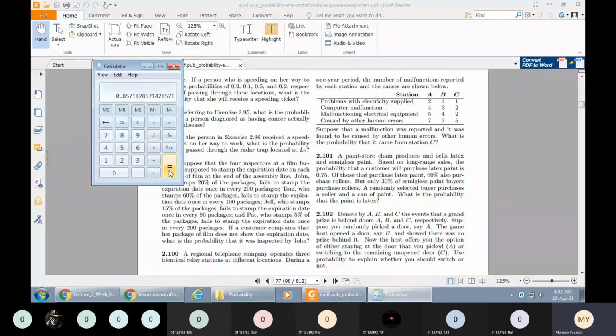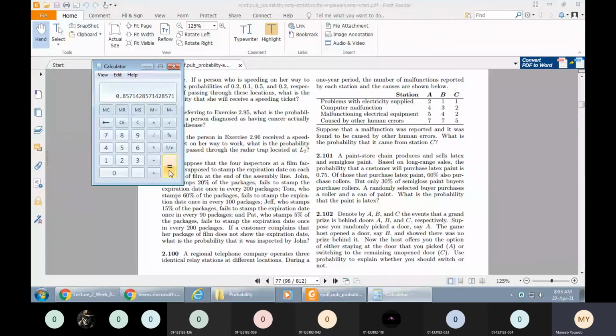So you saw what we did in this question. First of all, we calculated two probabilities related to intersection: probability of latex intersection roller, then probability of semi-gloss intersection roller. Then we added these two intersection probabilities to get the total probability of intersection, which gave us the probability that the customer is using roller. The customer can use roller in two ways: by buying the latex paint and then buying the roller, or by buying the semi-gloss paint and then buying the roller. So by adding these two intersection probabilities, we calculated the probability of roller.